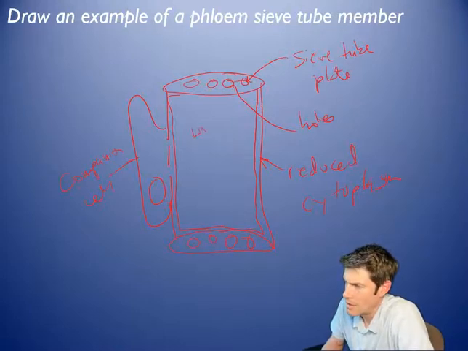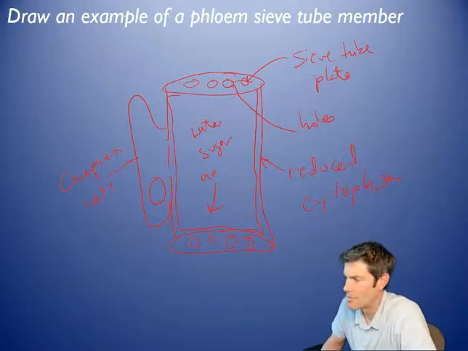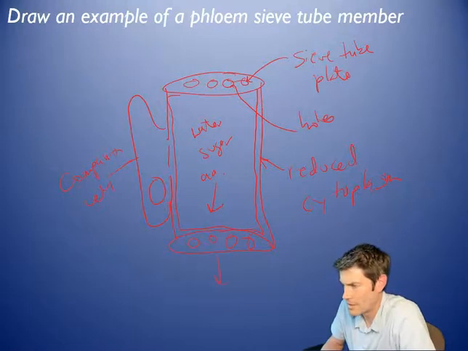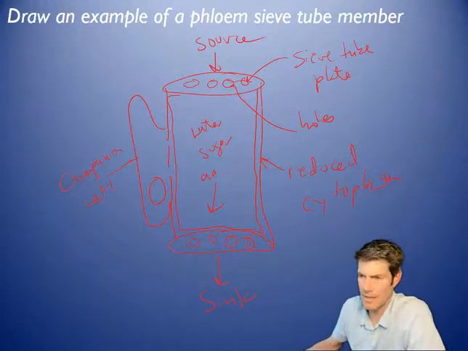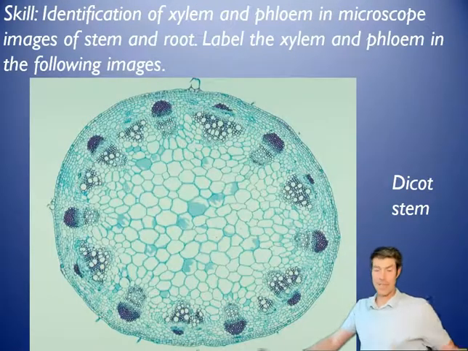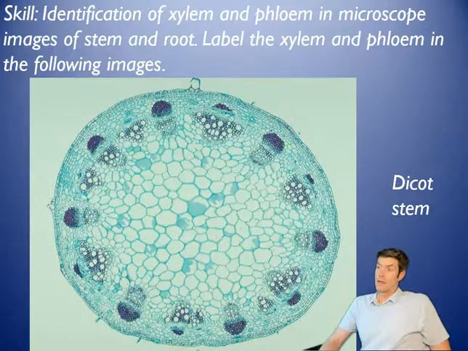And we'll say water, sugar, amino acids, move down. This way is the direction of the sink. And up here we have the source, the leaf, nine times out of ten. Or, like I said, stems can photosynthesize too.